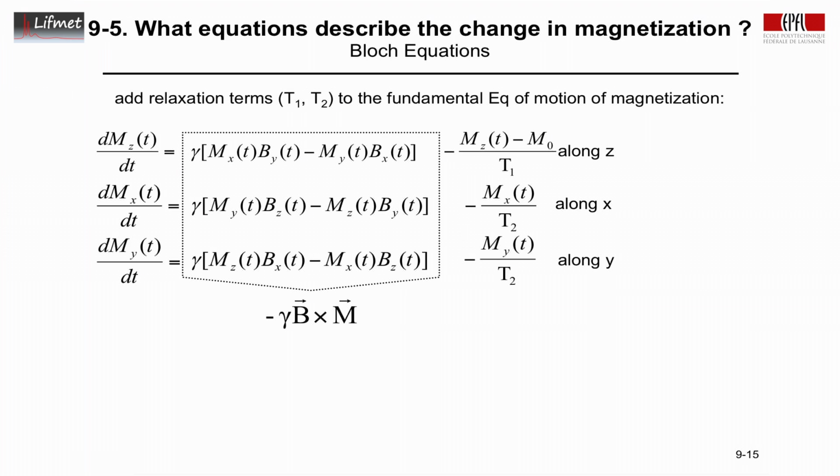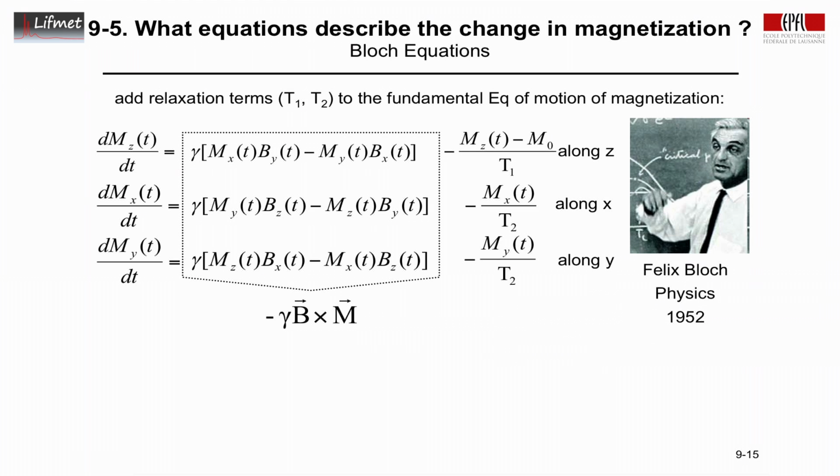So on one hand, we have precession around B, that's these terms here, and we have relaxation now incorporated. And these three equations here are the Bloch equations. They're named after a Swiss physicist, Felix Bloch, who was awarded the Nobel Prize for his discovery of the nuclear magnetic resonance effect. He was awarded the Nobel Prize in Physics in 1952.